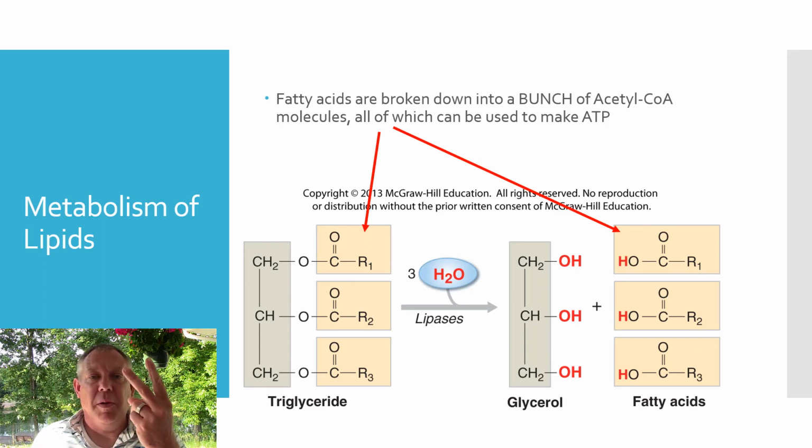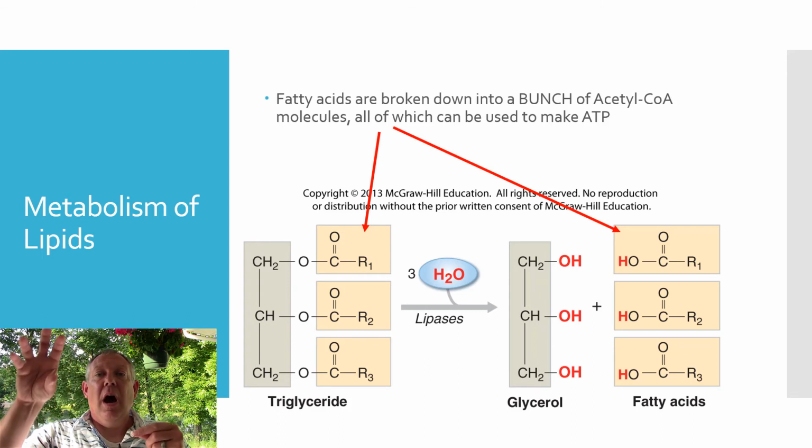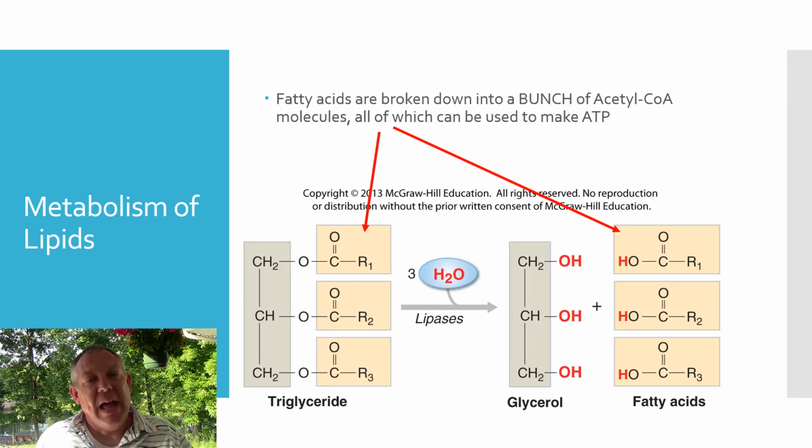Acetyl-CoA is only 2 carbons. So you can break that fatty acid into a whole bunch of these 2 carbon molecules. And so from one fatty acid, you can get a lot of acetyl-CoA, all of which goes into the Krebs cycle, all of which makes a lot of ATP. That's why fats have so much energy.